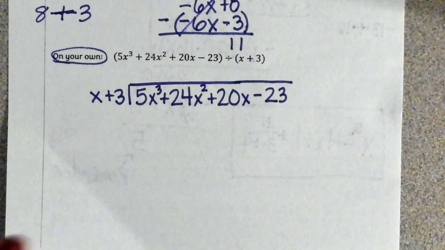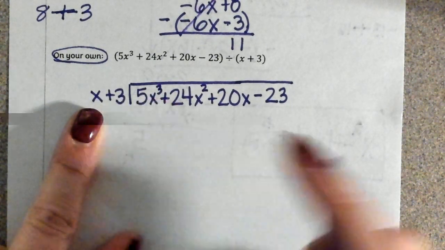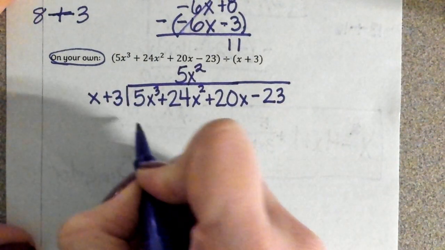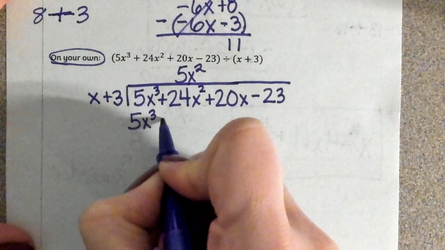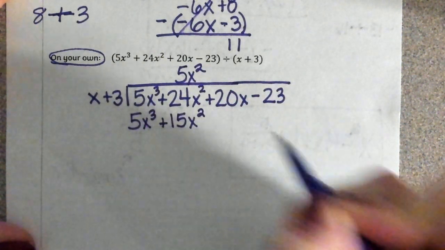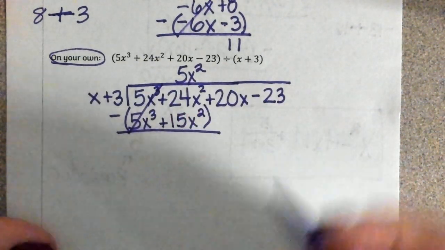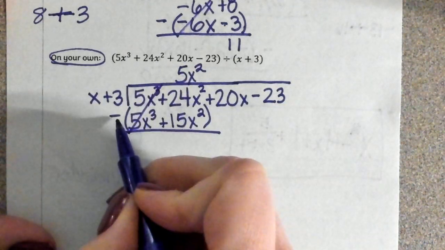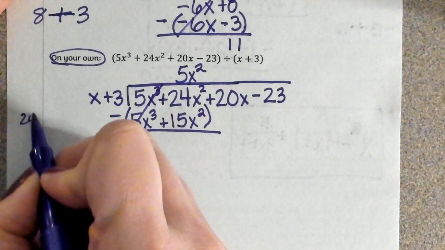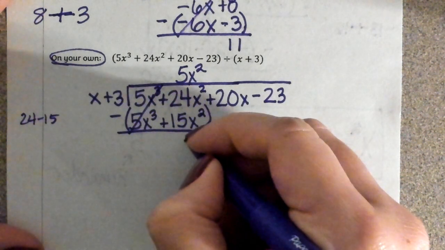Okay. All right, so first terms. X times what makes 5x cubed? That's 5x squared. Then multiply that by everything. So that's 5x cubed plus 5x squared times 3, that's 15x squared. Then we subtract. Then you have 24x squared minus 15x squared. So 24 minus 15 is 9, right? Yeah, 9x squared.